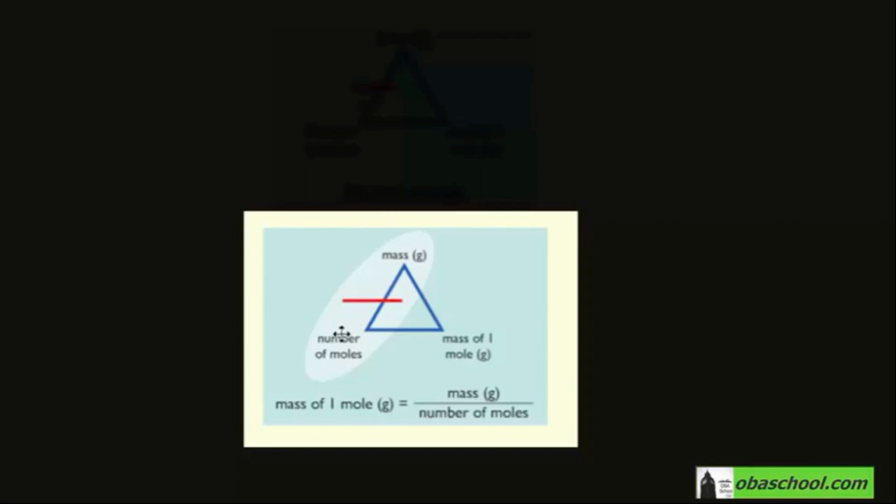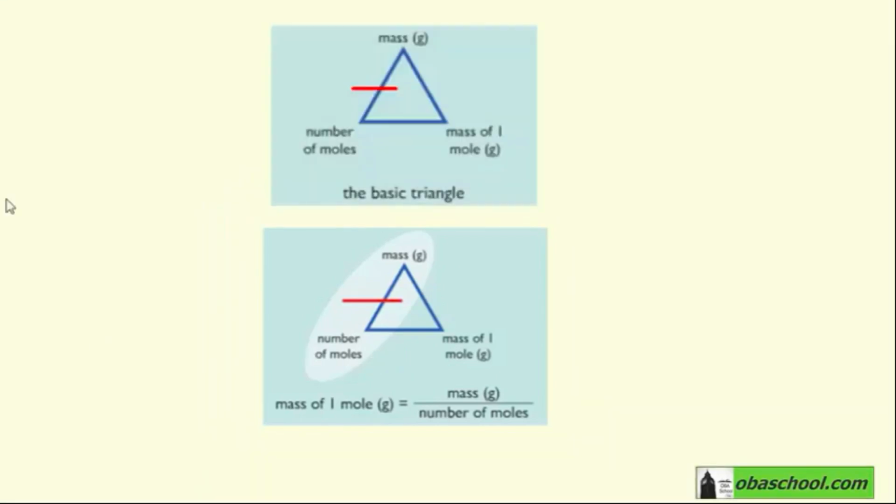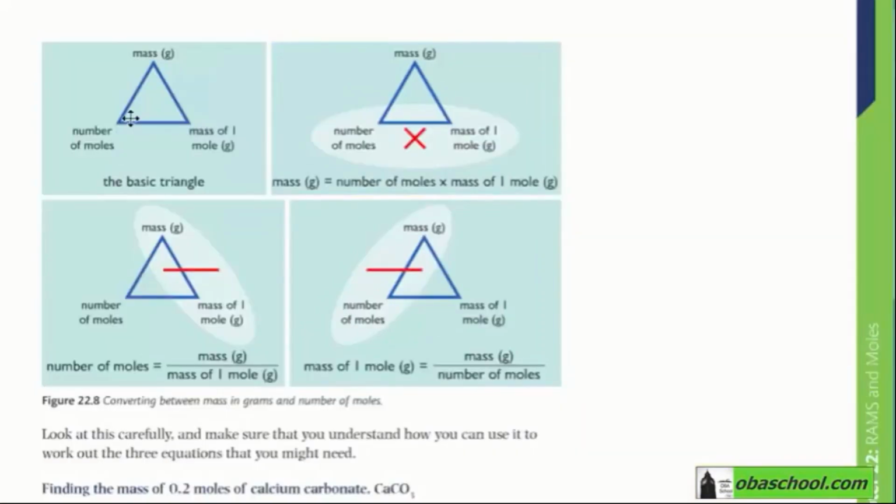So in this way, I obtained 3 rules using the basic triangle. I rearranged the basic formula so that I can get the mass, the number of moles, and the mass of 1 mole.